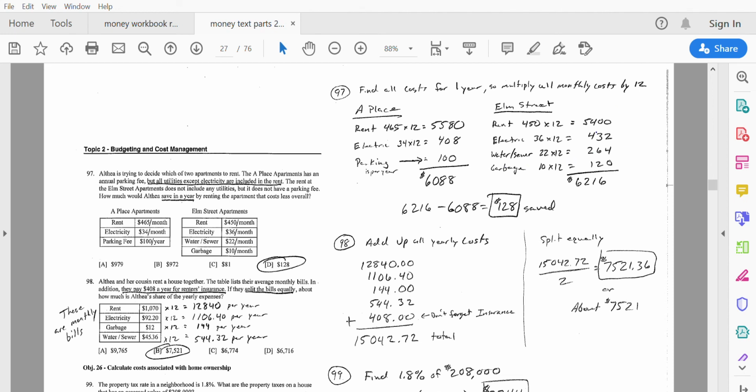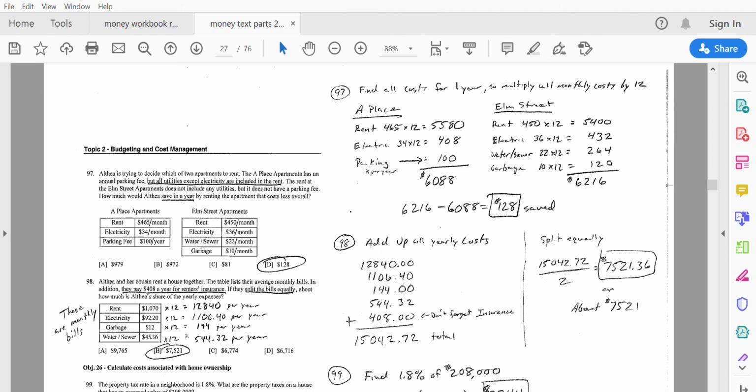Then we add up the costs. We get $6,216. So even though the rent at Elm Street Apartments was less, because you have to pay for all the individual utilities, it ends up being more per year. And then the question is, how much would she save? So we subtract the two numbers, and you get $128 is the amount she'd save in a year. So just a little over $10 a month. Okay.